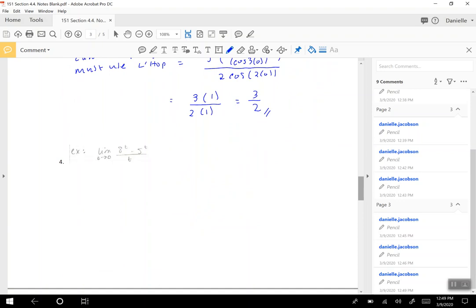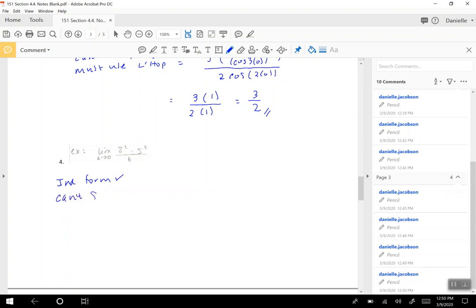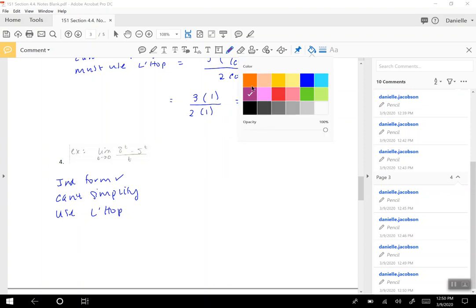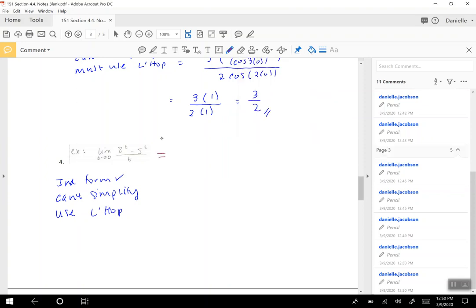Looking through example 4, if I run my limit immediately, I would get 8 to the 0, which is 1, minus 5 to the 0, which is also 1, so 0 on top and 0 on the bottom. So this is definitely in indeterminate form. Thinking about this algebraically, I can't simplify, so that's not going to help. And this tells me that I need to use L'Hopital's rule. Let's go through that process.